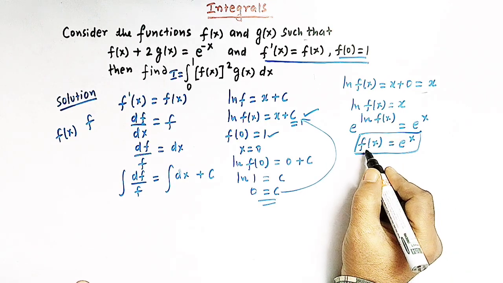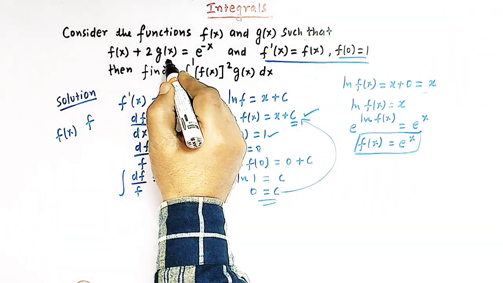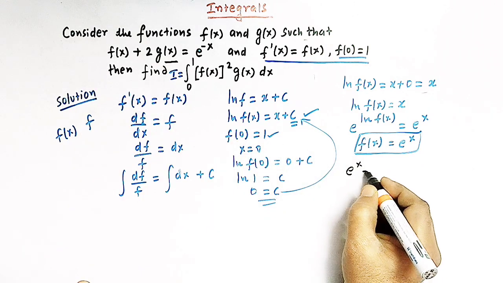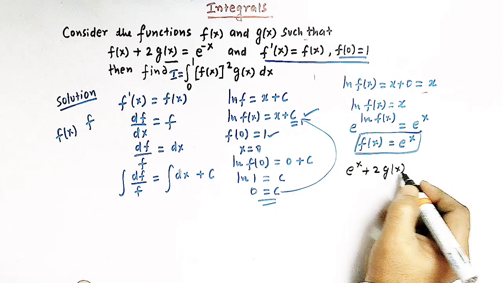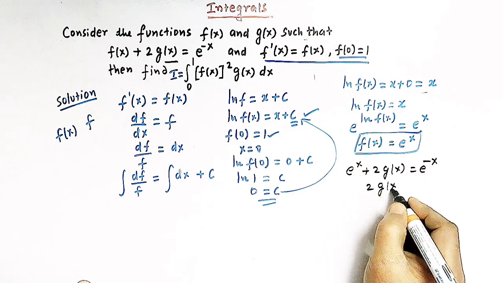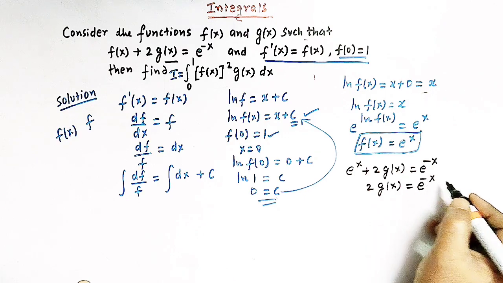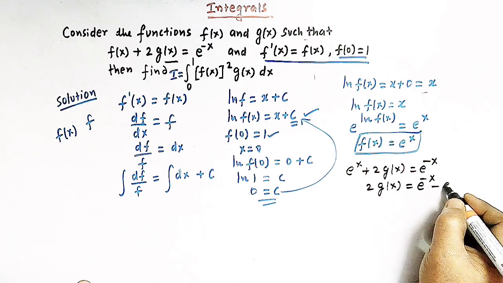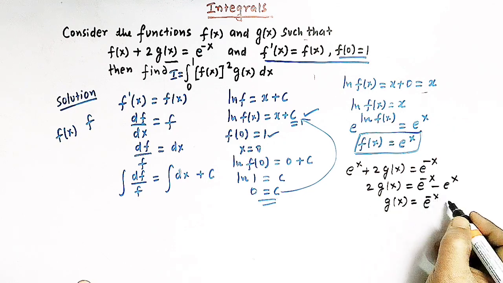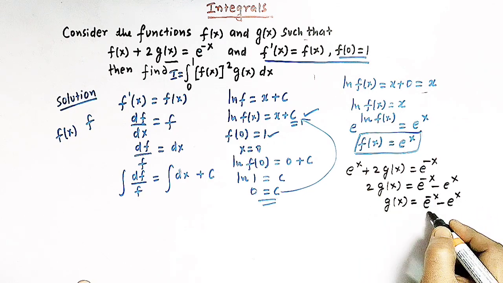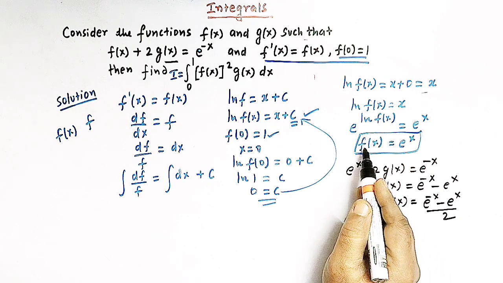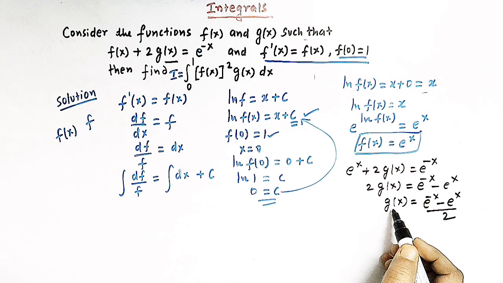Let us substitute f of x in this equation. So we have e raised to x plus 2 times g of x is equal to e raised to minus x, and 2 times g of x is equal to e raised to minus x minus e raised to x. So g of x is equal to e raised to minus x minus e raised to x, over 2. Now we have obtained the values of f of x and g of x.